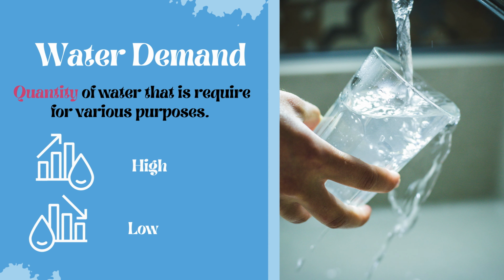Imagine water as the fuel that keeps our lives running. Water demand is simply the amount of water needed for various activities, like drinking, cooking, cleaning, and even watering plants. Think of a city that never sleeps. Urban areas tend to have higher water demand because of all the businesses, apartments, and people using water constantly. Now picture a quiet village. Rural areas typically have lower water demand since there are fewer people and less industry.